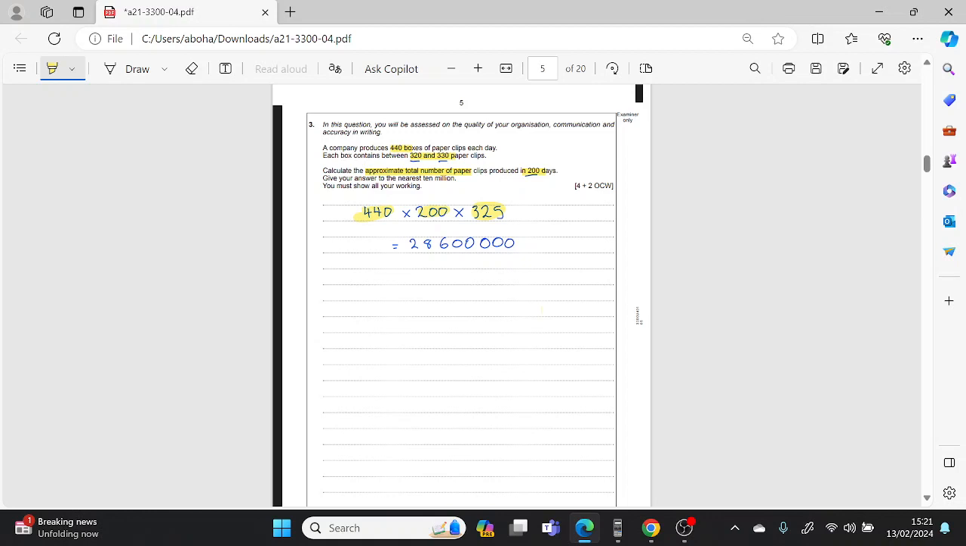So we can't round up to 10 millions here. Hang on a second, I'll do that again. Yes, I can, sorry. Because it's 28,600,000, 28 to the nearest 10 is going to be 30. So the final answer is going to be 30 million paper clips.